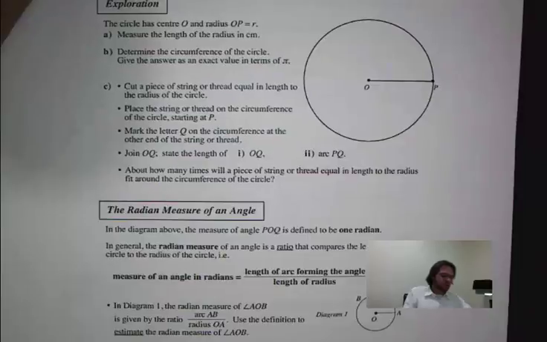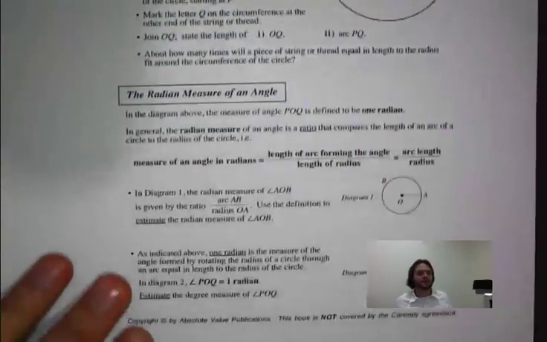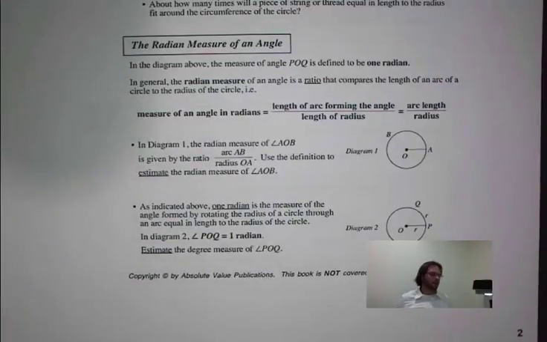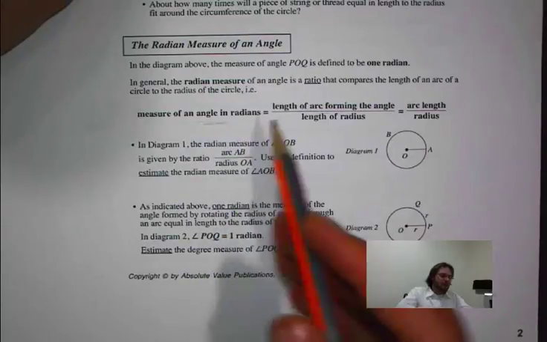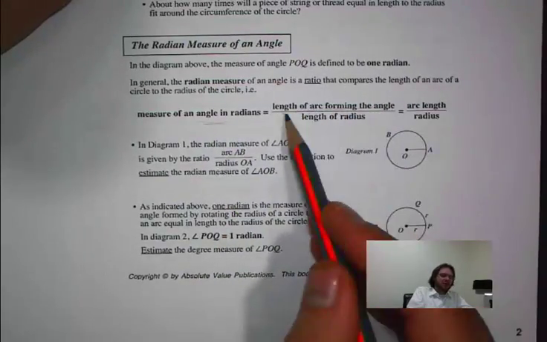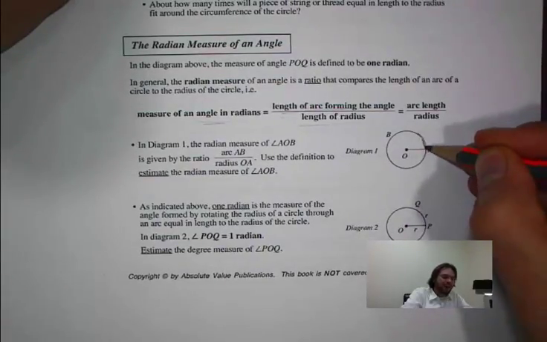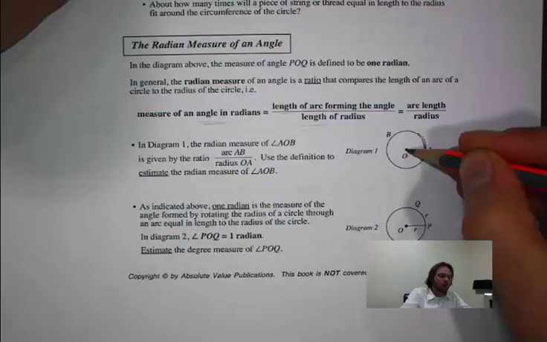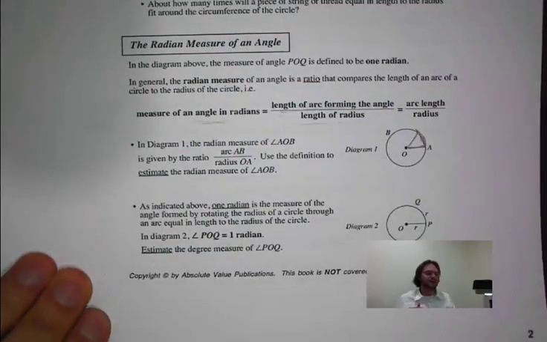All right, here is a little exploration for you. It will help you figure out arcs and the measure of a radian. I'm going to skip ahead to this part. The measure of an angle in radians is the length of the arc divided by the length of the radius. So when we're looking at radians, we're looking at this distance, the arc length divided by the radius, and that helps us figure out what a radian is.